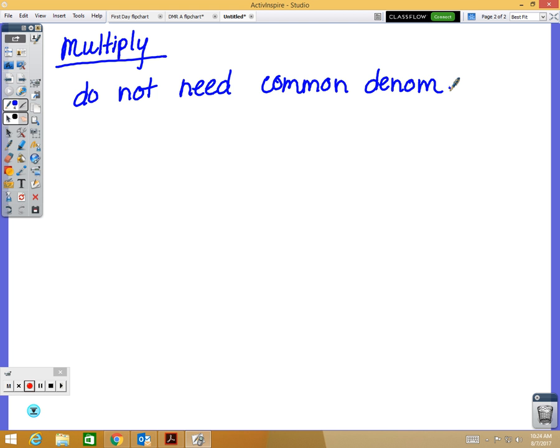Now, because we do not need common denominators, that's going to save us a lot of time. When we are adding and subtracting fractions and trying to find the common denominators, that often took the longest amount of time for us.